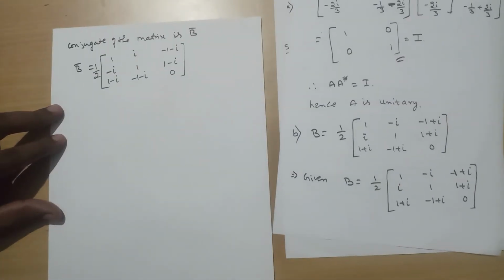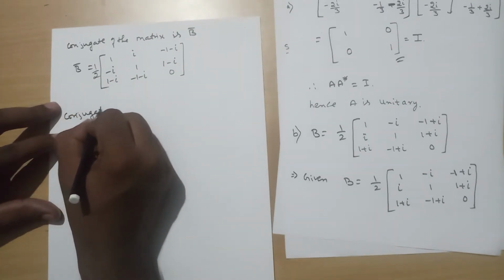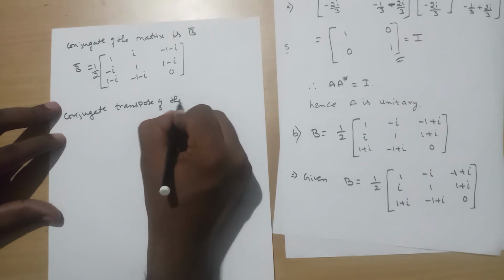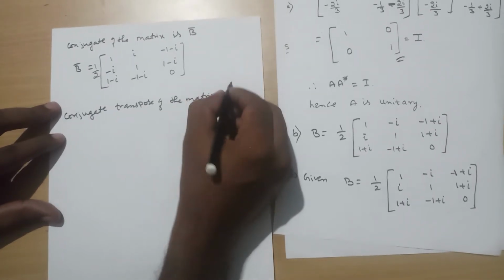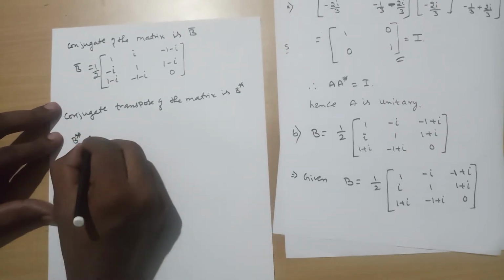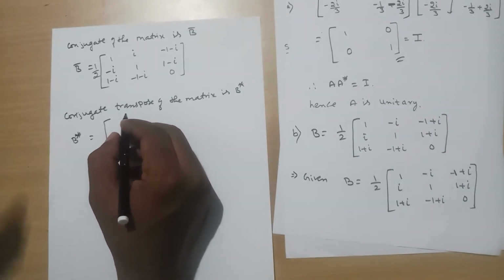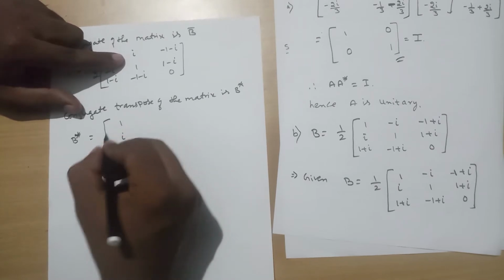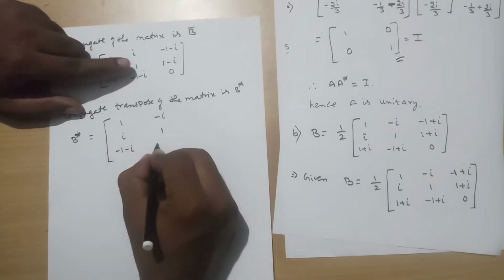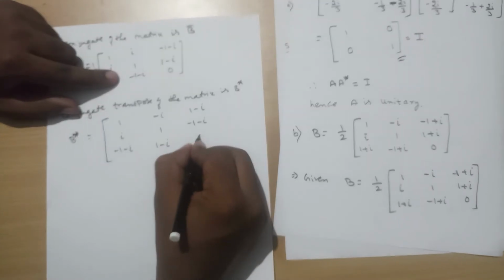So we have to take transpose for this one. So conjugate transpose of the matrix is B star. So B star equals what do you get here? Column row into row column interchange ಮಾಡಬೇಕು. So what do you get? 1 I minus 1 minus I, here minus I 1 1 minus I. So 1 minus I minus 1 minus I 0.